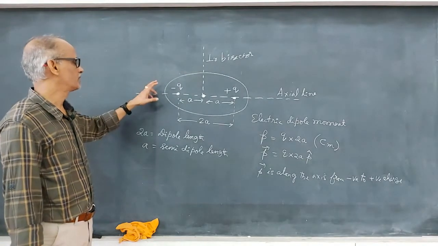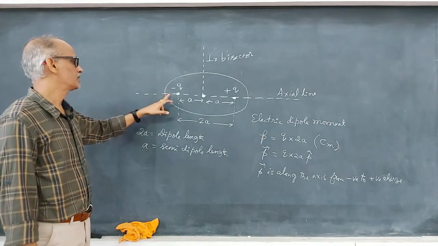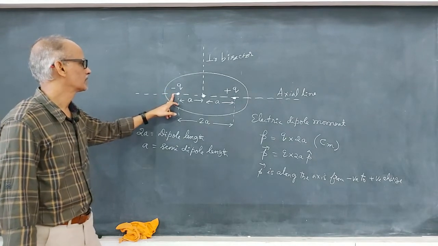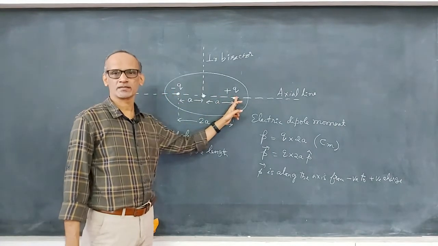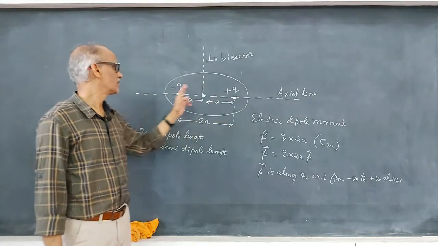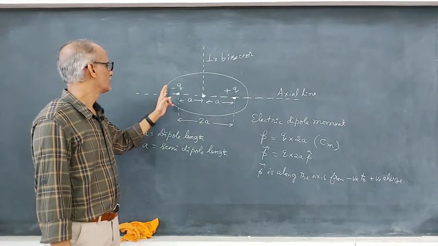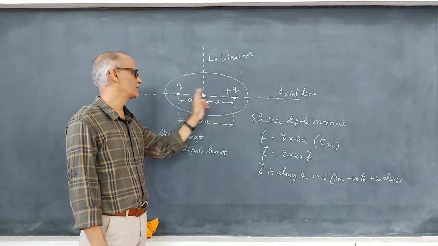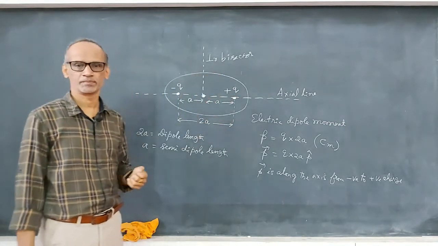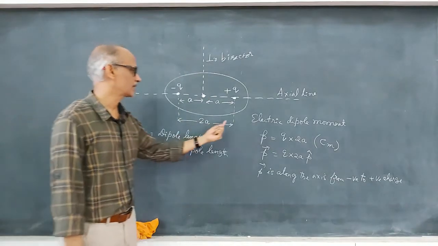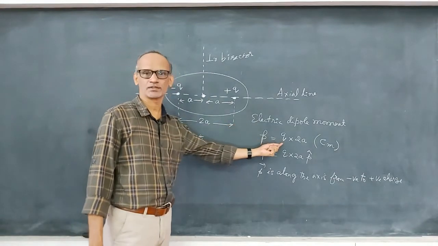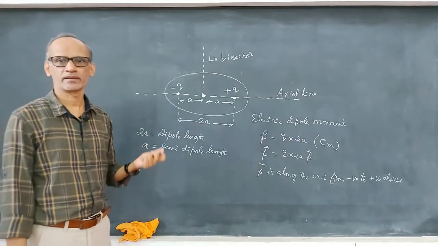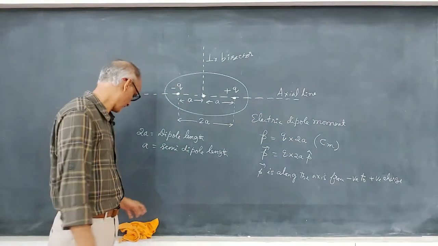So what is an electric dipole? An electric dipole is nothing but a pair of equal and opposite point charges, or equal unlike point charges, separated by a small distance. And how do we measure electric dipole moment? The product of the charge and the dipole length is called the electric dipole moment.